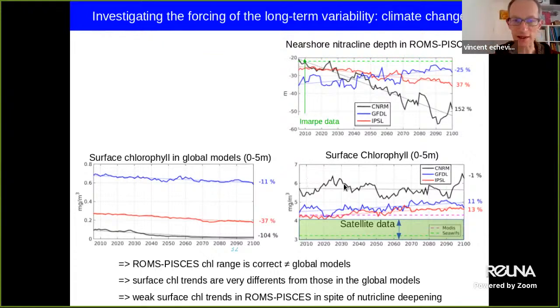Then what you can see is that the trends are quite different from the trends obtained in the global models. For instance, one model, the CNRM, doesn't change anything in its surface chlorophyll, but two models, GFDL and IPSL, tend to slightly increase the surface chlorophyll. This was kind of unexpected, also because, as you can see on top, for GFDL and for IPSL at least, you have a decrease of the nitrate line depth. So the nitrate line depth is getting deeper. However, you still have an increase of the surface chlorophyll.